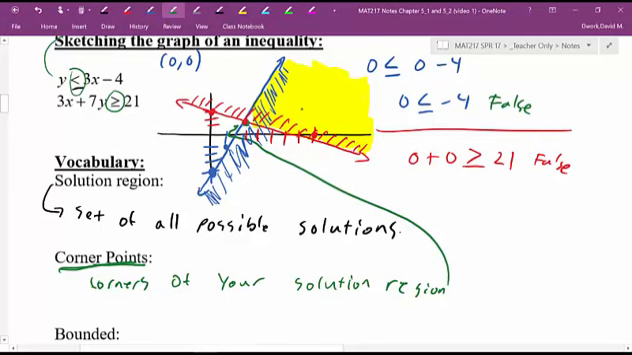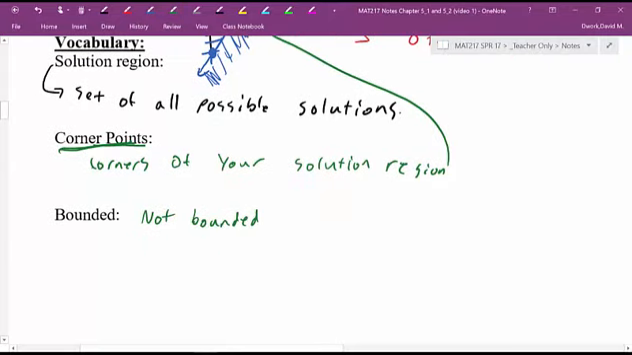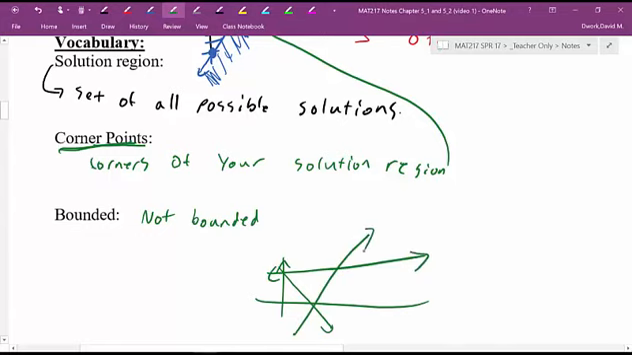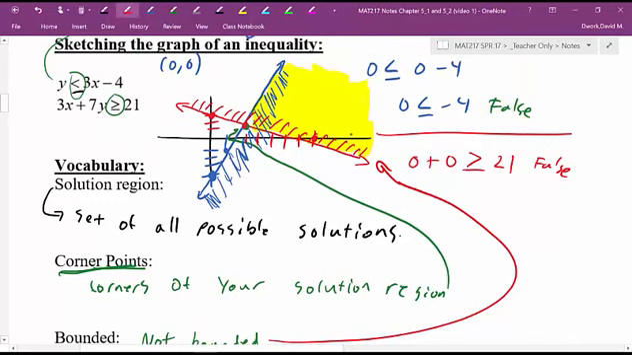So this region is not bounded. The one up above would not be bounded because it is not contained on all four sides. And it doesn't have to have four sides. It can have as many sides as you want. But a bounded region might have to look something like this. And then if this was your solution region in here, then you would say it is bounded. But the one up above was definitely not bounded because it didn't have this restriction on the side back here.